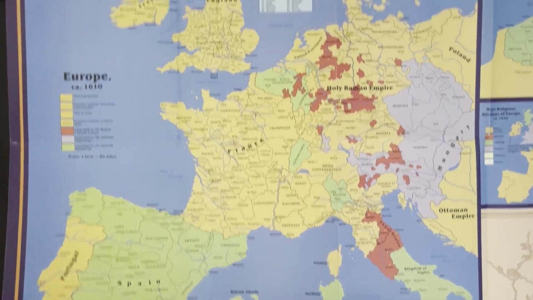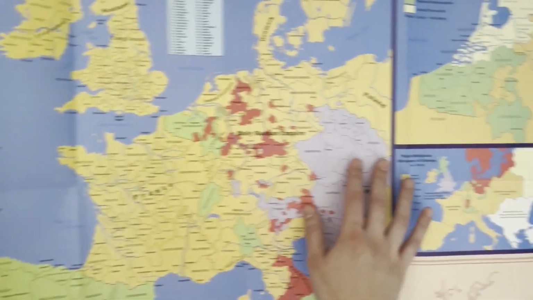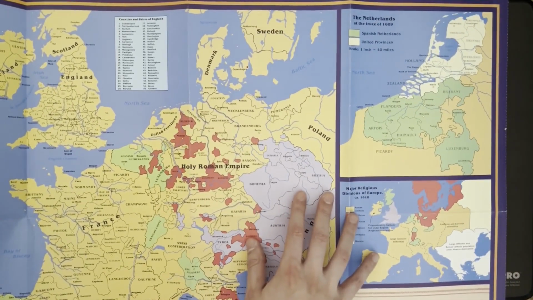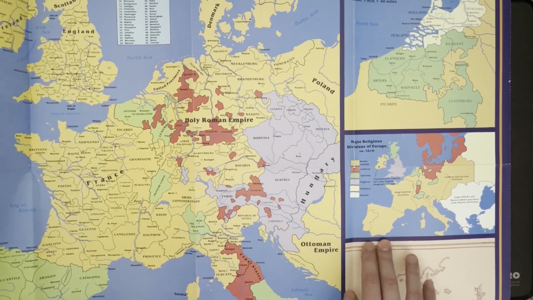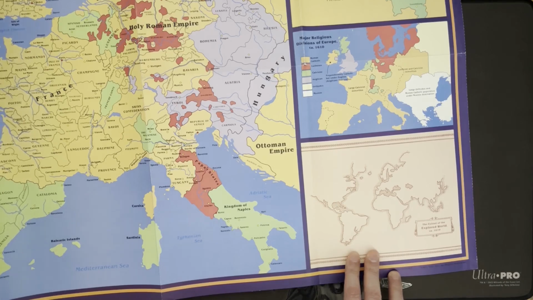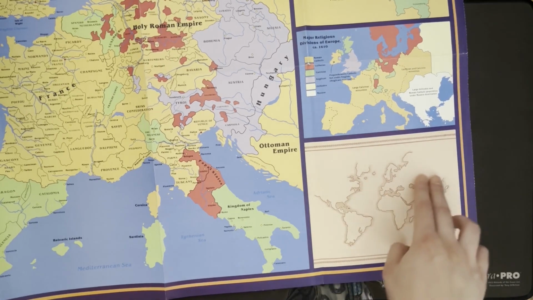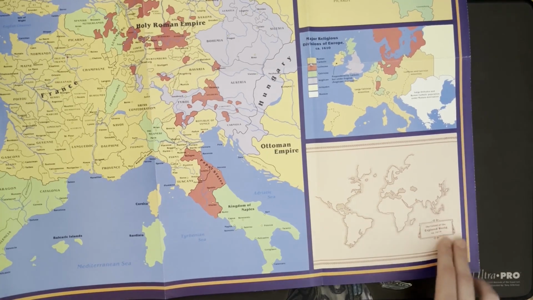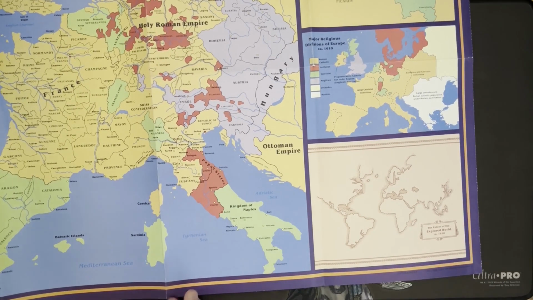And if we scroll up a little bit, this goes into England and Ireland. And on the right hand side, we have some smaller maps of the Netherlands, the major religions of each of the territories at the time, and a map of the known world at the time. As you see, not all of North America has been explored, the same with the majority of Siberia, and most of the islands, including Australia, have not been discovered as of yet.